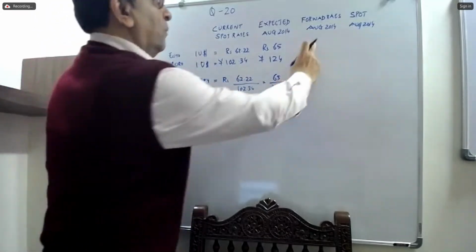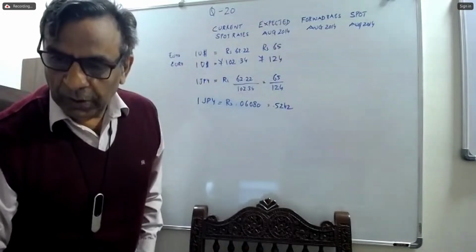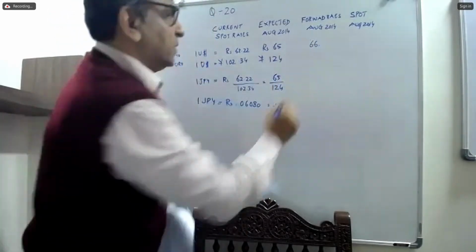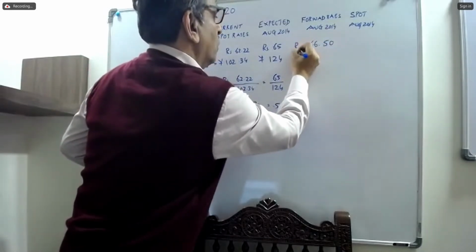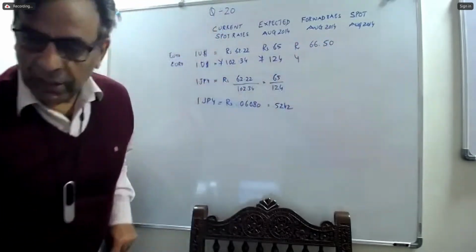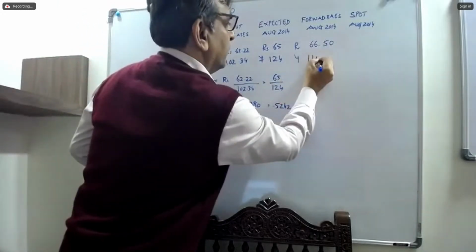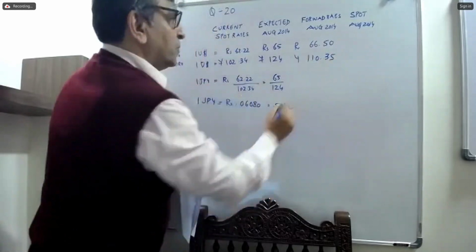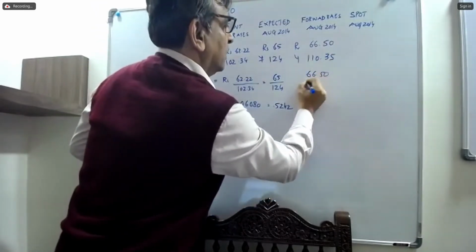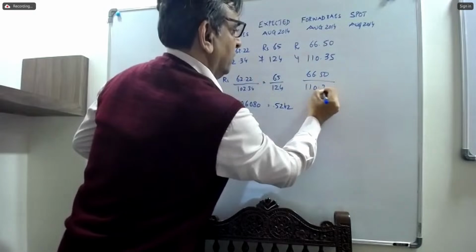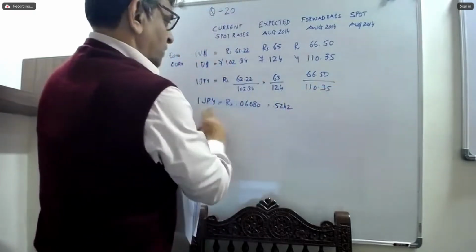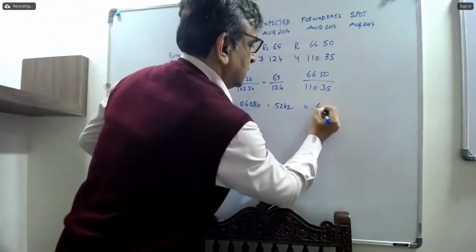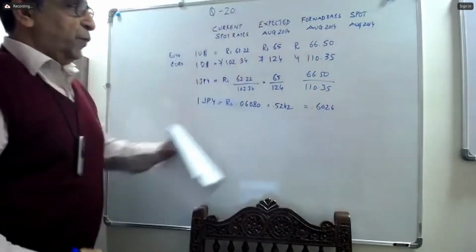Then the forward rates. The forward rates which are given to you are 66.50 rupees, and yen is given as 110.35. So what we do is 66.50 divided by 110.35. So we get the answer: one Japanese yen equals rupees 0.6026. So first we are calculating all the rates.